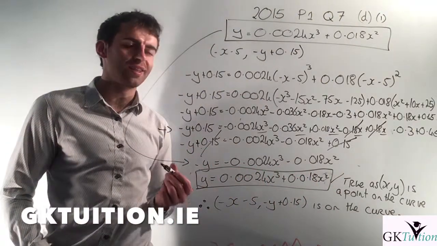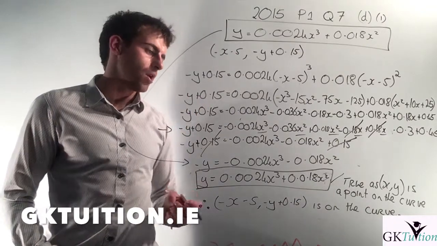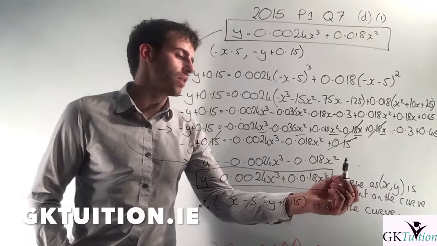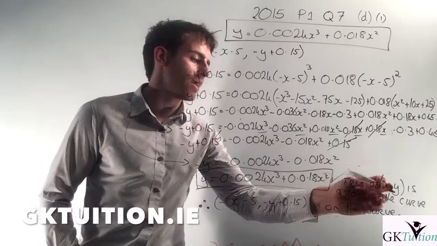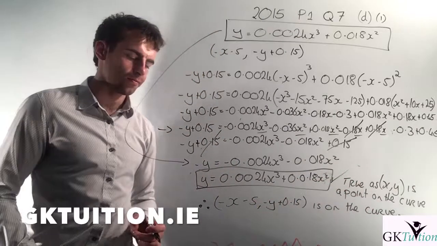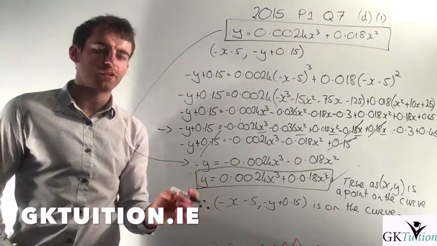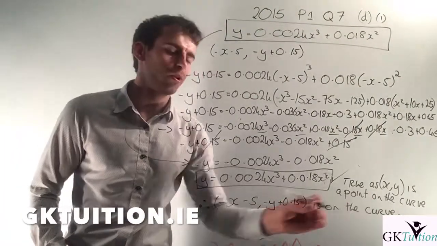Because the question said at the start that the coordinate x, y is on the curve. So that means I know that this is true. So I've said here that this is true, put a tick beside it, and say this is true as x, y is a point on the curve. And my final conclusion then, I have 3 dots in the shape of a triangle, which means therefore, this coordinate is a point on the curve.